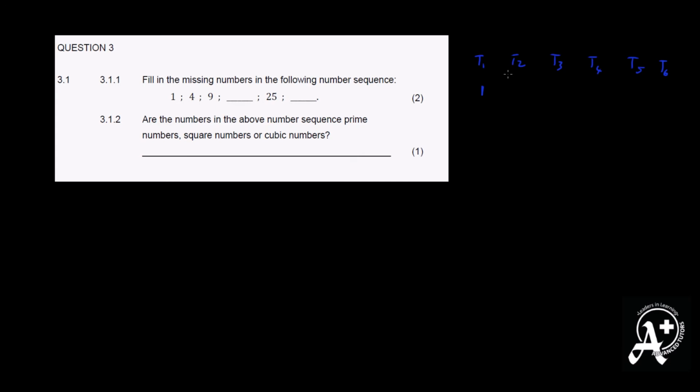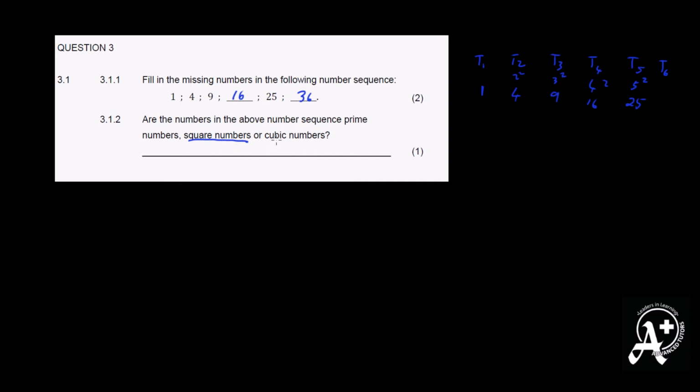If we look at the second term, so if we had 2 squared, that would give me 4. So that's 2 squared. 3 squared will give me 9. And 5 squared will give me 25. So thus far it works for everybody. So we know that 4 squared will be 16. So that's my first missing number. And then 6 squared will be 36. So we know that they are indeed square numbers. So we can go ahead and write that down here for 3.1.2.